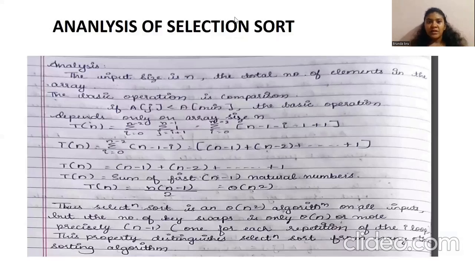Analysis of selection sort. The input size is n, the total number of elements in the array. The basic operation is comparison: if A[j] is less than A[min]. The basic operation depends only on the array size n. So here is the time complexity of the selection sort algorithm, that is theta of n squared. Thus selection sort is a theta n squared algorithm on all inputs, but the number of key swaps is only theta of n, or more precisely n minus 1, one for each repetition of the i loop. This property distinguishes selection sort from many other sorting algorithms.